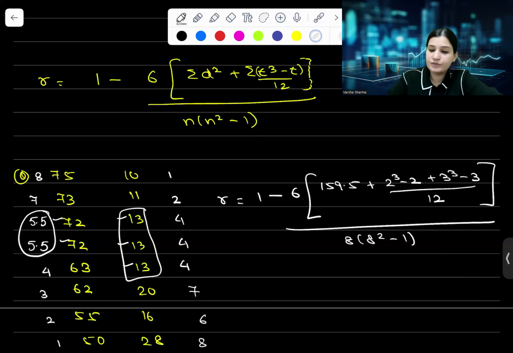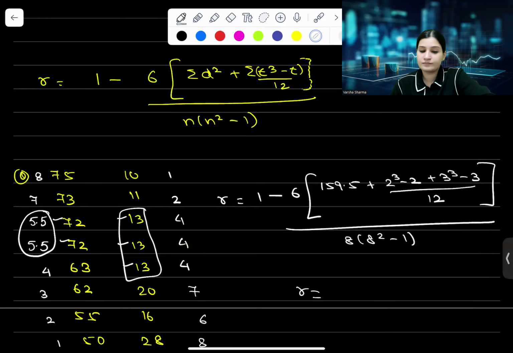2 cube minus 2, that is 8 minus 2, plus 27 minus 3, divided by 12, add 159.5, multiply by 6, divide by 8, 8 square minus 1 is 63, divide by 63, sign change and add 1. Answer: 0.928. Minus 0.92. Minus 0.9.